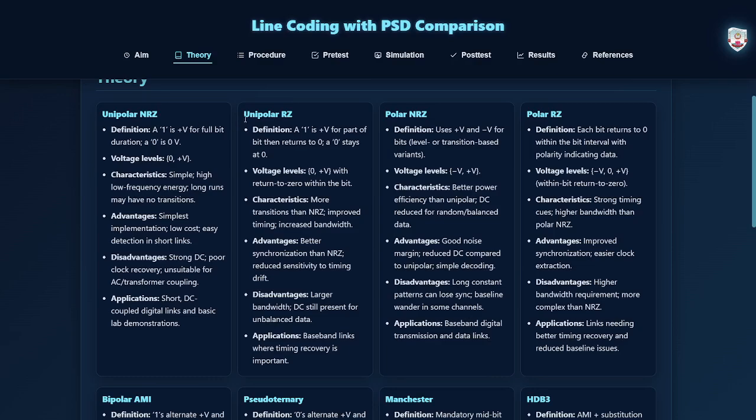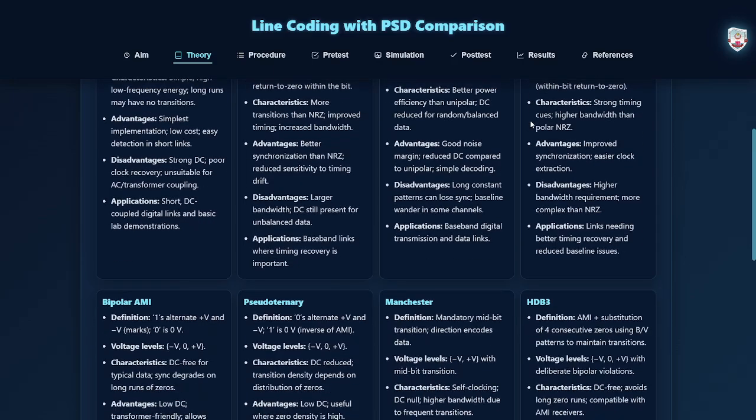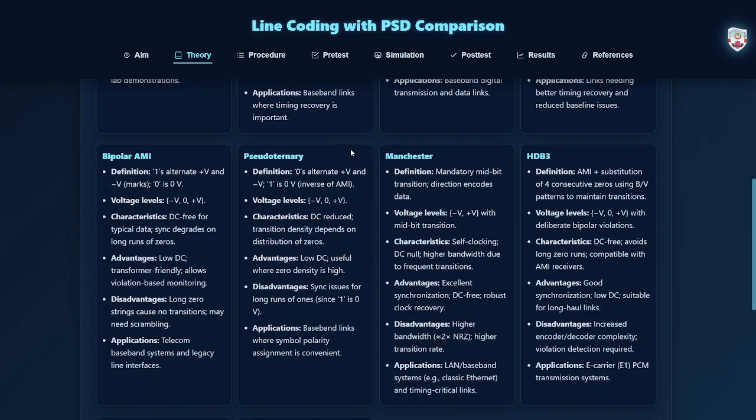In unipolar RZ, the signal returns to 0 within each bit interval. This increases the number of transitions and improves synchronization, but it also increases the required bandwidth. In polar NRZ, binary data is represented using both positive and negative voltages. This reduces the DC component compared to unipolar schemes and improves power efficiency. In polar RZ, the signal again returns to 0 during the bit duration, which improves timing recovery but requires higher bandwidth. Another important technique is bipolar AMI, where successive binary ones alternate between positive and negative voltage levels.